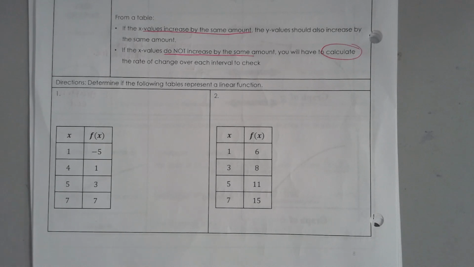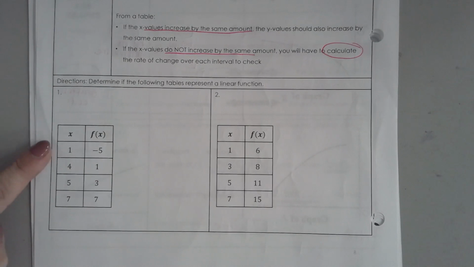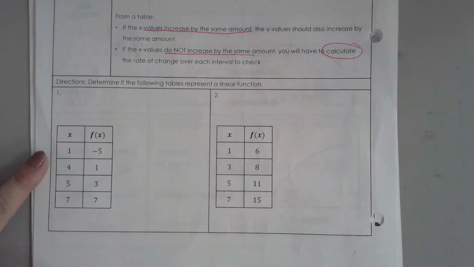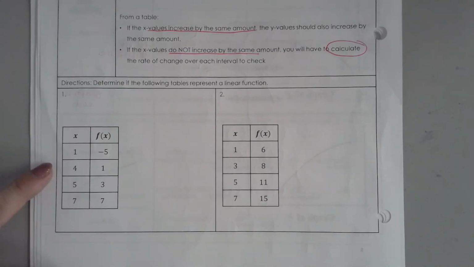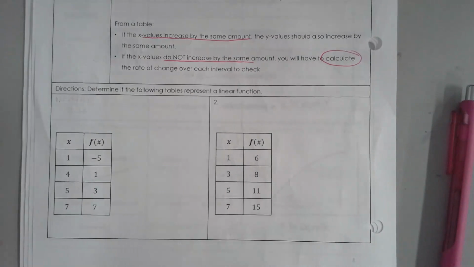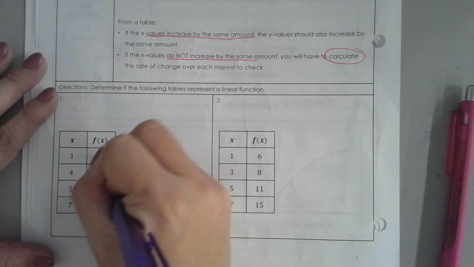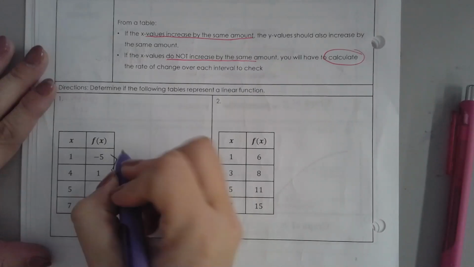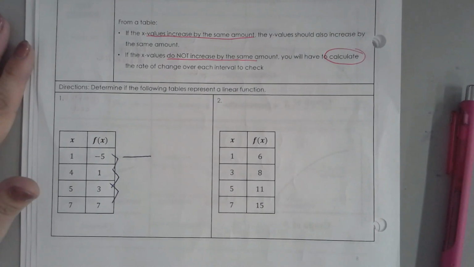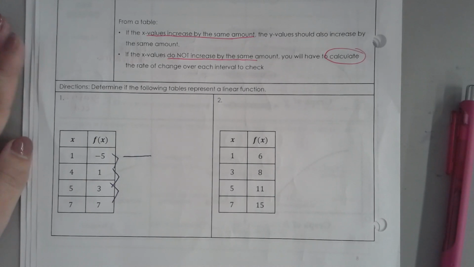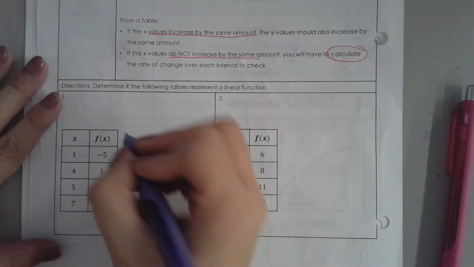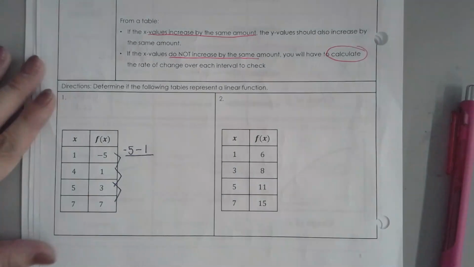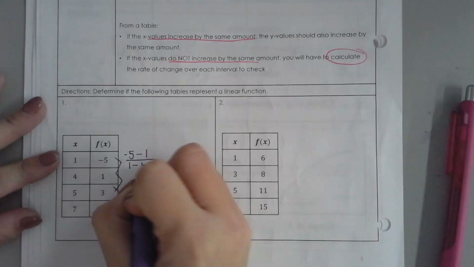So, let's look at number 1. Do my x's increase by the same amount? No, I gave you a hard one to start out with. So what we have to do is calculate the average rate of change 3 times to see if that average rate of change is the same. So, with average rate of change, what do we subtract on the top? The y's. So negative 5 minus 1 over 1 minus 4.